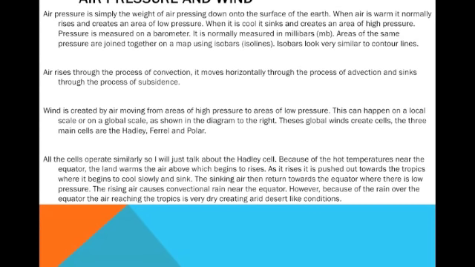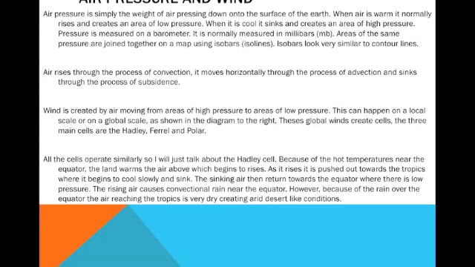Okay, air rises through the process of convection. It moves horizontally through the process of advection and sinks through the process of subsidence, but you don't need to know this. You just need to know the principle of convection, that when it's hot it rises, and then it cools, and then it goes back down. Okay, wind is created by air moving from areas of high pressure to areas of low pressure. This can happen on a local scale or on a global scale.